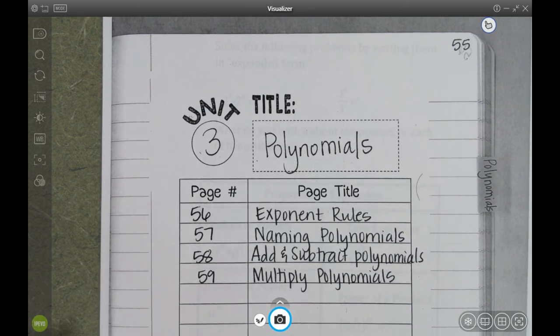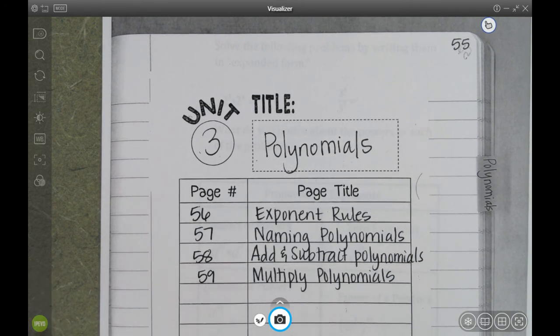Okay, once you've got this written down on your table of contents, grab that yellow page with the exponents, so using properties of exponents. Grab the yellow page.